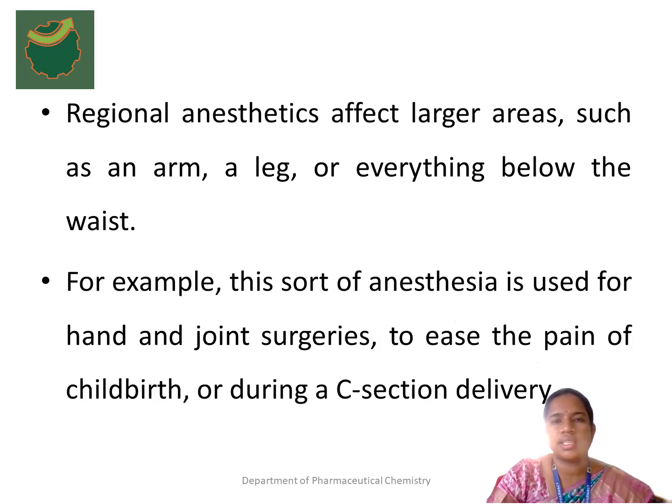And lastly, coming to regional anesthetics and local anesthetics. Regional anesthetics affect larger areas. Whenever you have any arm injuries or a broken arm during accidents, you'll go for regional anesthetics. Whenever there is an injury in the arm or leg or even near the waist, you'll go for anesthesia to lose the pain. With the loss of sensation, while doing the treatment you will not face any pain. An example is hand and joint surgeries.